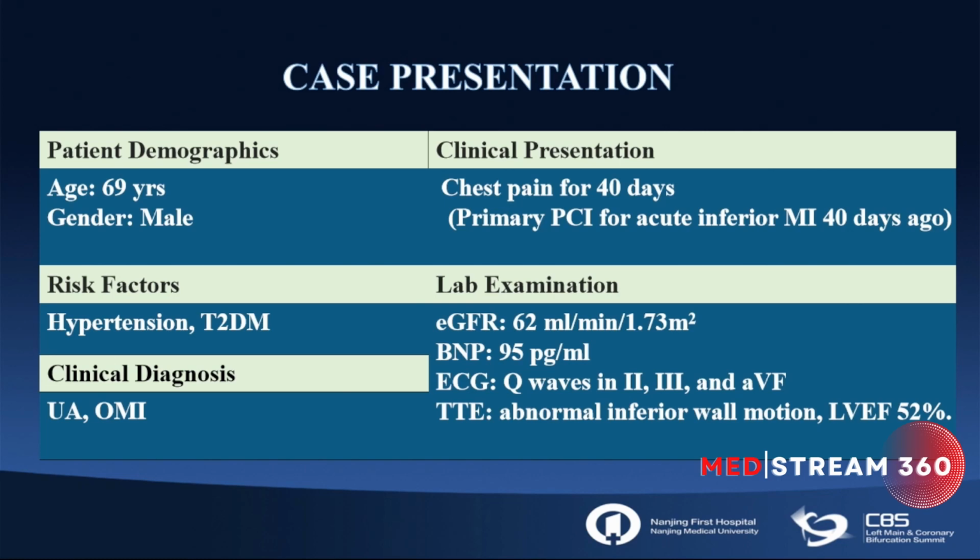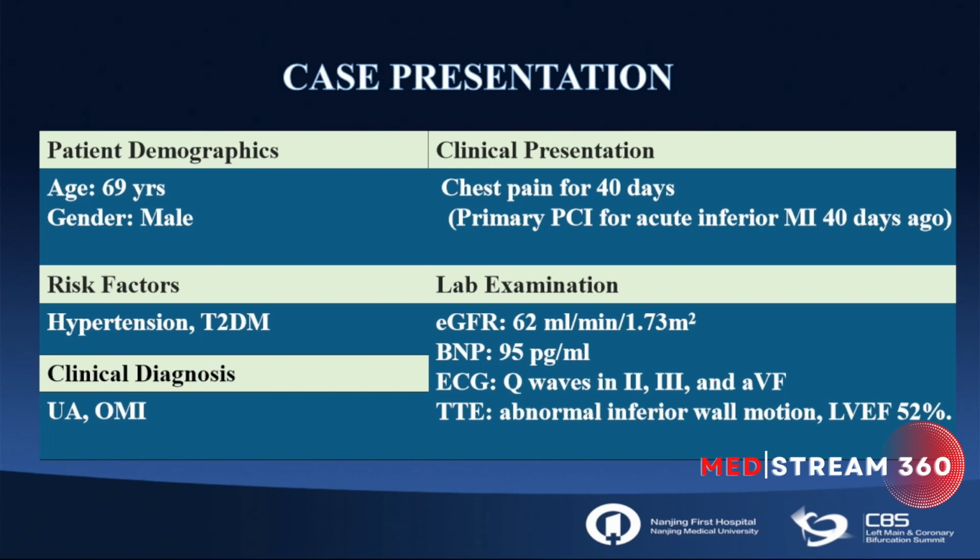This is a 69-year-old male. He was admitted into our hospital 40 days ago due to acute inferior myocardial infarction. His risk factors include hypertension and type 2 diabetes. Lab examination shows eGFR is 62. His BNP is normal. ECG shows pathological Q waves in leads 2, 3, and aVF. Echo finds abnormal inferior wall motion and left ventricular ejection fraction 52%.